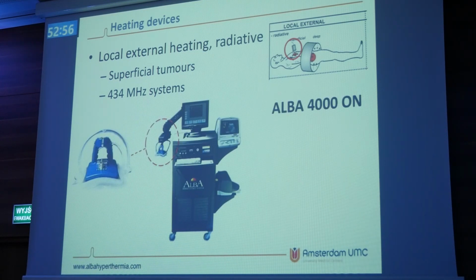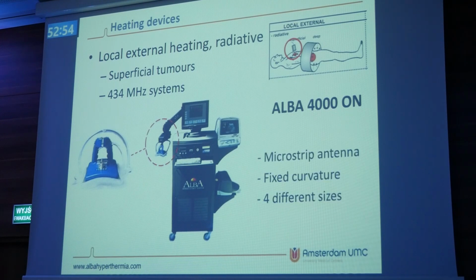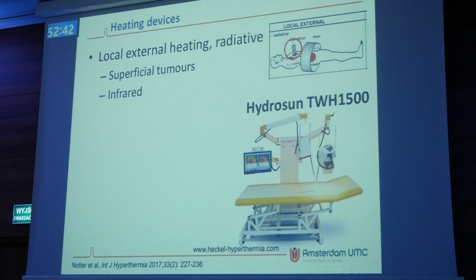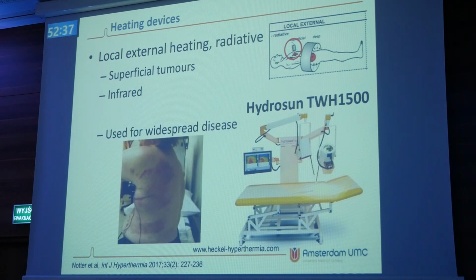Commercial equipment, this is the Alba 4000 system. This uses the same type of microstrip antennas, but in a fixed curvature, in 4 different sizes. And they also permit the use of multiple antennas at the same time. If the tumor is not as deep reaching, then you could also use an infrared system. We use this equipment mainly for very large tumor areas, the so-called cancer en cuirasse.